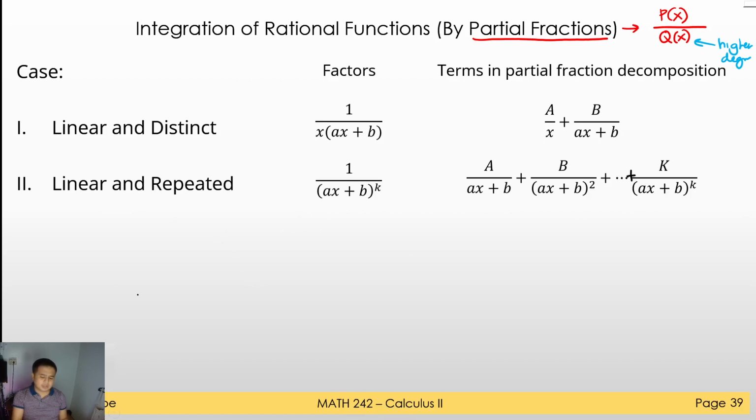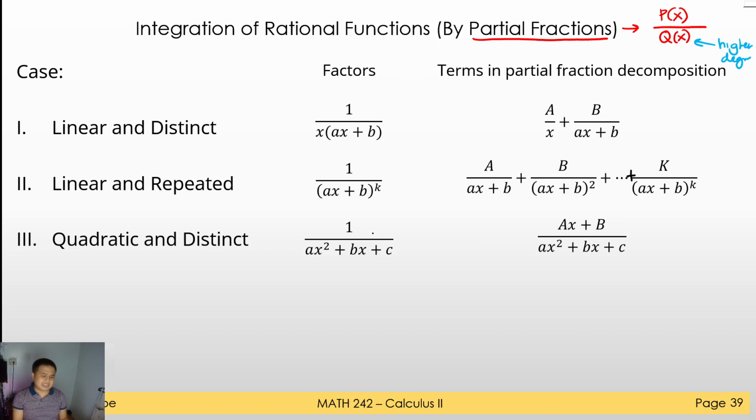And then for quadratic and distinct, sometimes your quadratic function is not factorable. There are cases where it is not factorable. It has something to do with its discriminant, so we have b squared minus 4ac.